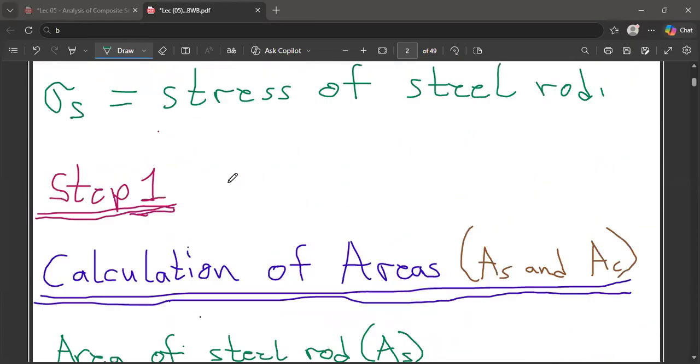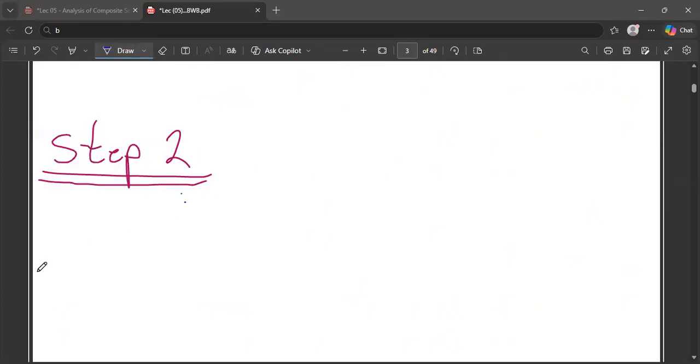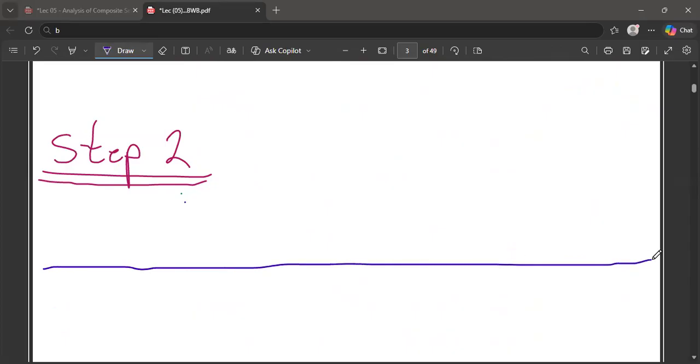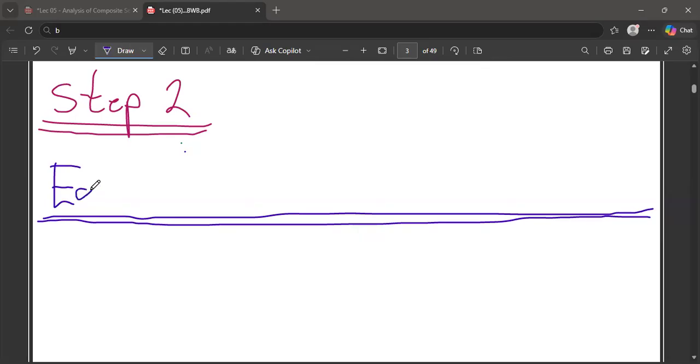Just as we did for the previous one, we're going to be doing the same thing. We want to first start with the equilibrium condition, so let me write it. If you say something is in equilibrium, it is actually stable. If you are not in equilibrium, then it means that you are not stable.